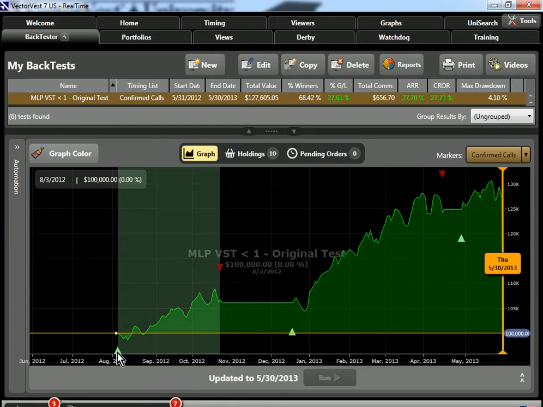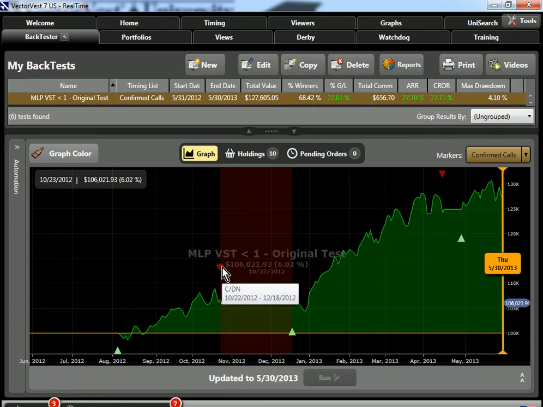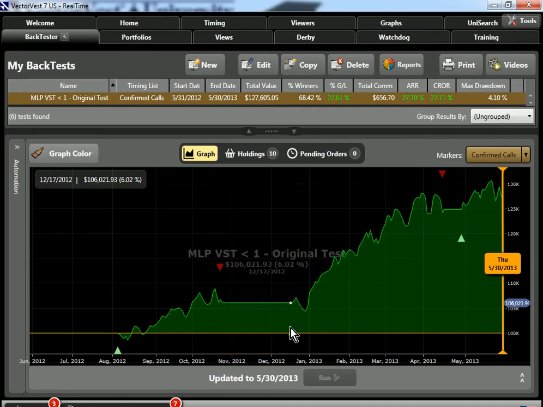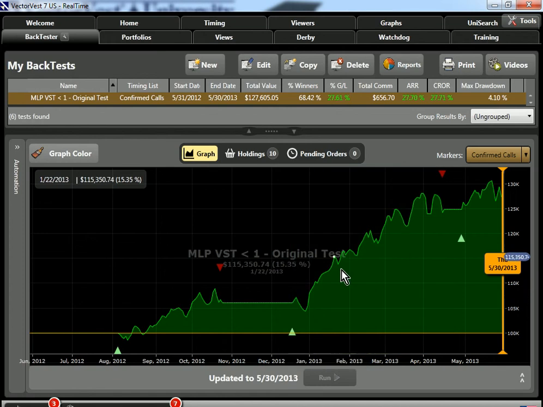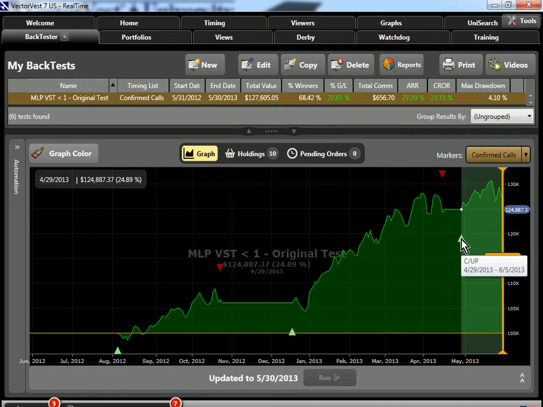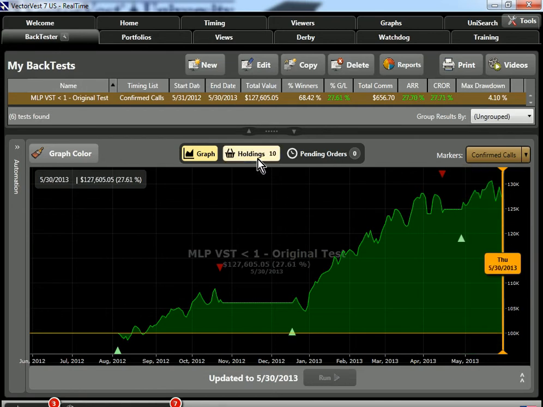So this portfolio originally entered the market in August of 2012 through the end of October and made about 6%. Sat in cash for a few months, got back in December and rode that all the way to April, taking it up to about 24%. Went to cash for a few weeks, and at the time of recording, we were still in a confirmed up, and this portfolio was long with 10 holdings.